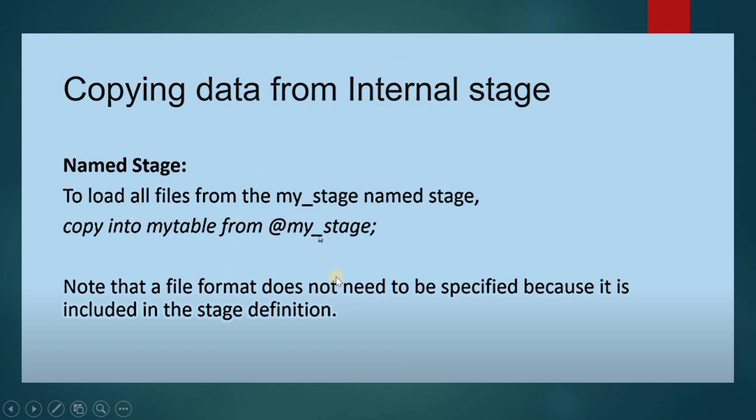For loading the data from the named stage, we don't have to specify the file format, as we do in the table stage and user stage. The file format is already embedded. Whenever we create a stage, we already give the file format properties there. That's why we are not giving file format properties in the copy command when working with the named stage. So that's how we can load the data from the stages to the specific tables.